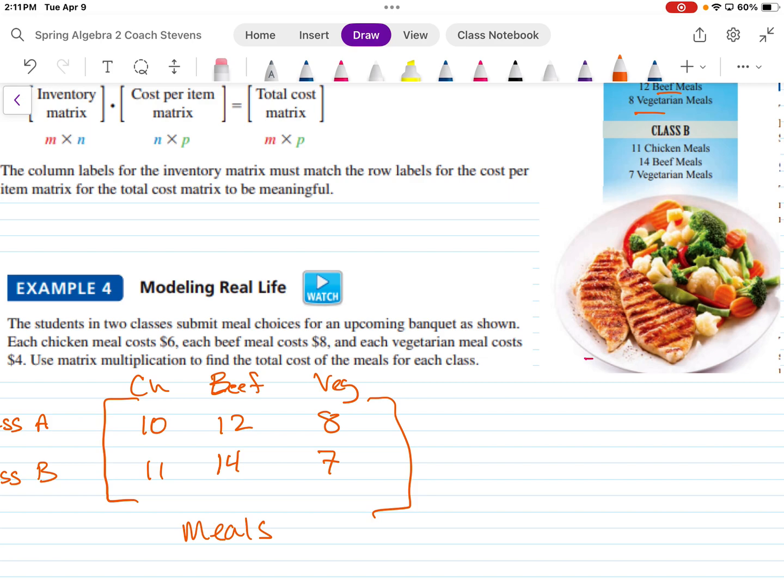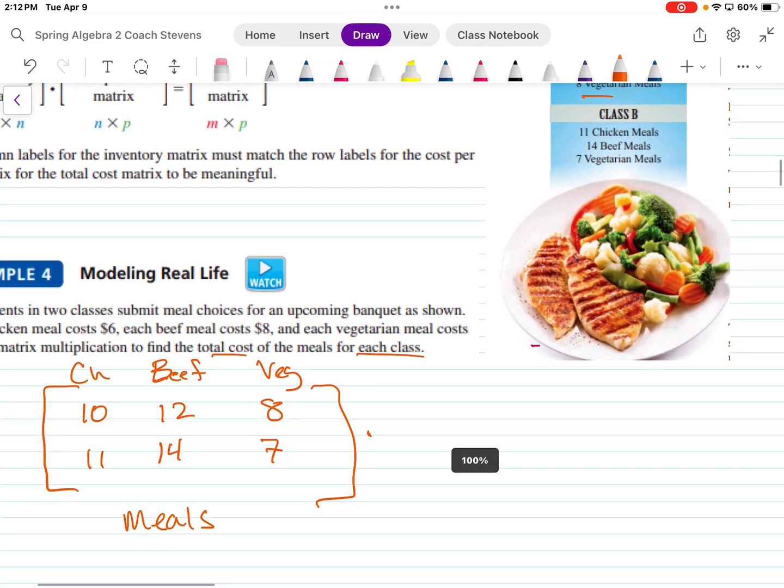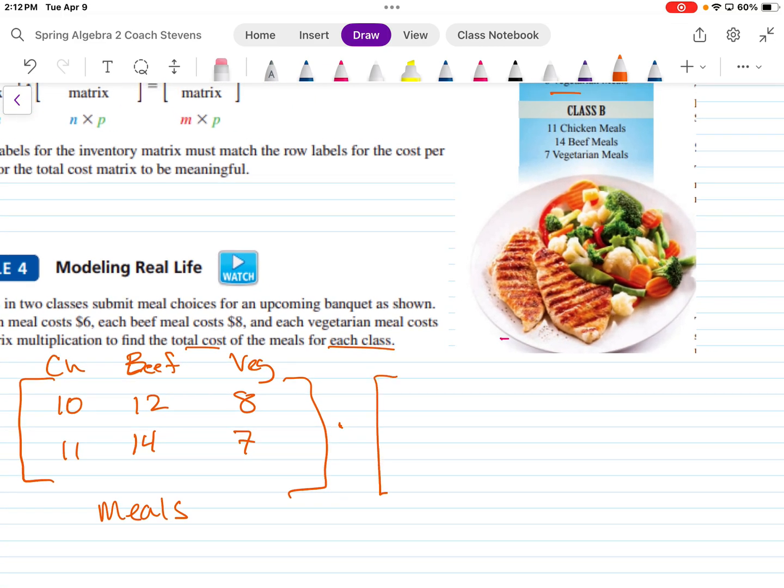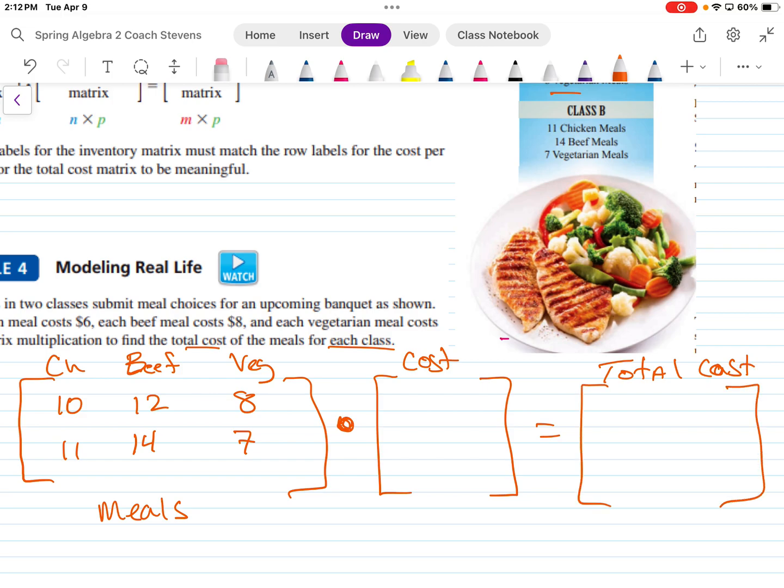Now, what we want to figure out, they give us in the word problem. They said each student in 2 classes submit meal choices. Each chicken meal costs 6, each beef costs 8, each vegetarian meal costs 4. Use matrix multiplication to find the total cost for each of the classes. So I'm going to multiply that matrix by a cost matrix, and the answer will be a total cost matrix.